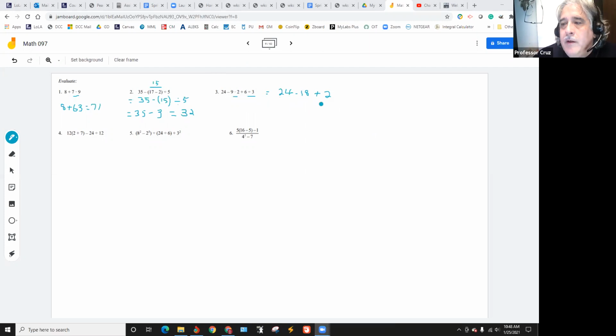All right, and then we just do the addition and subtraction. So 24 minus 18 is 6. And then plus 2 equals 8. So these two were opposite signs. So we took the difference between 24 and 18, which is 6, and the larger number absolute value wise is positive. So it's positive 6 plus 2 is equal to 8. All right, any questions about those?